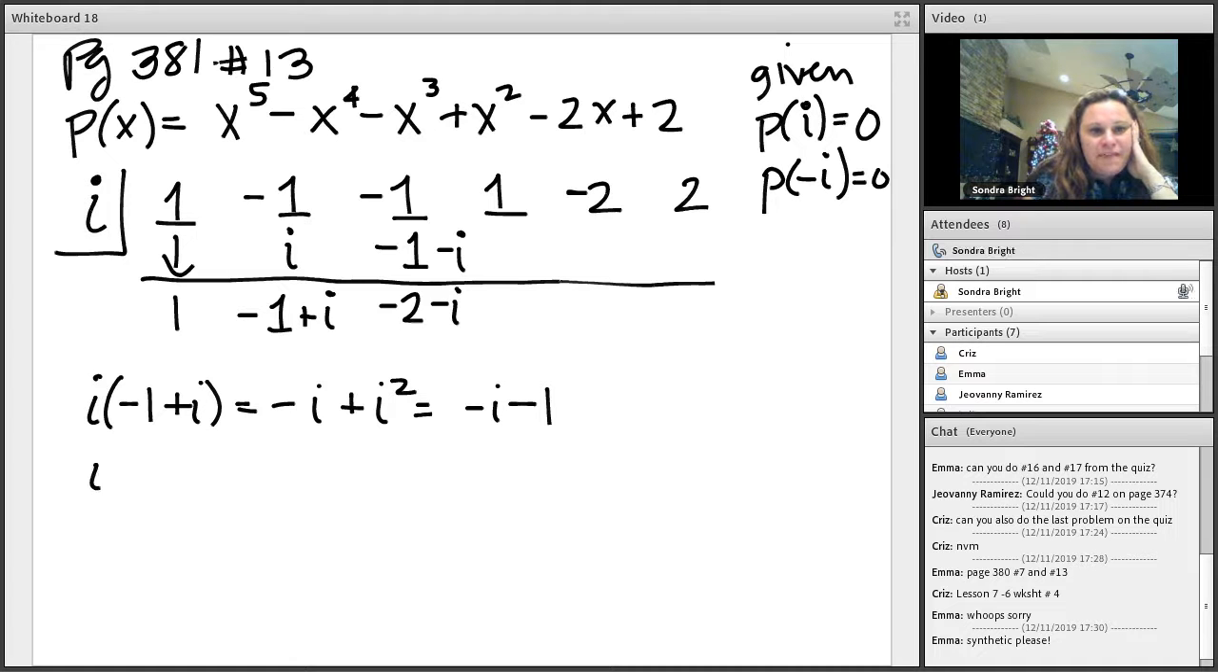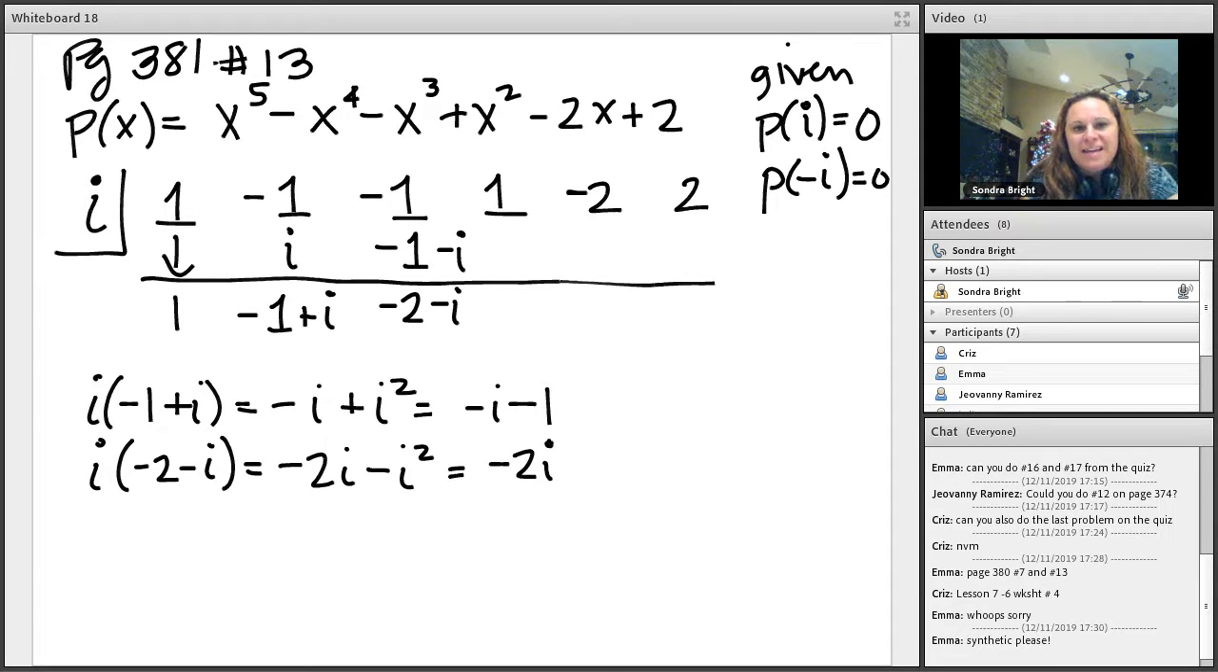You got to multiply that times i, which will give you a negative 2i minus i squared, which will give you a negative 2i minus negative 1, so a plus 1. I'm going to write it as a 1 minus 2i. So that'll give you a 2 minus 2i. Multiply that times i.